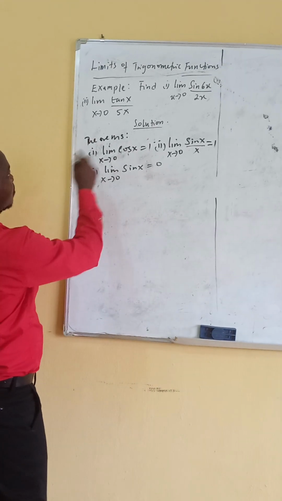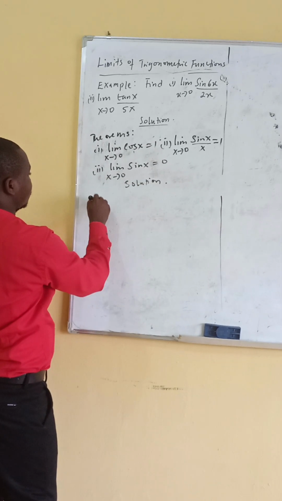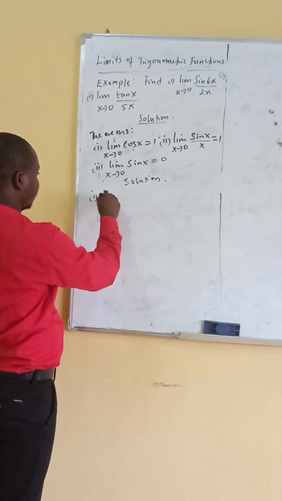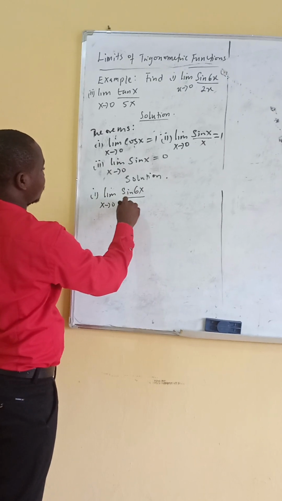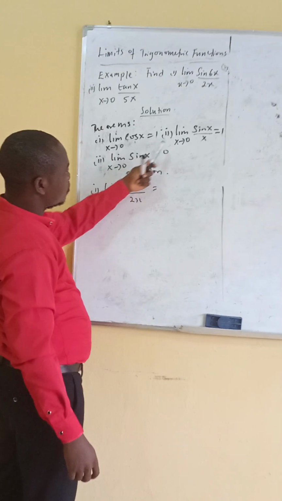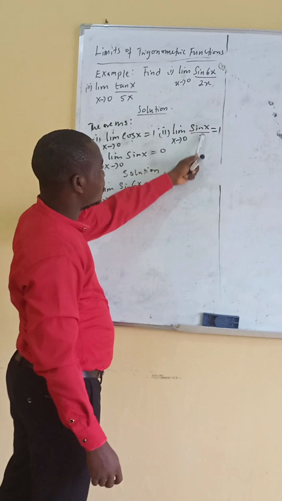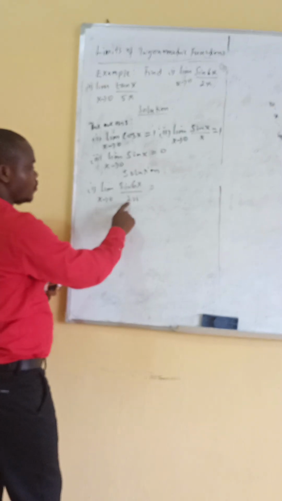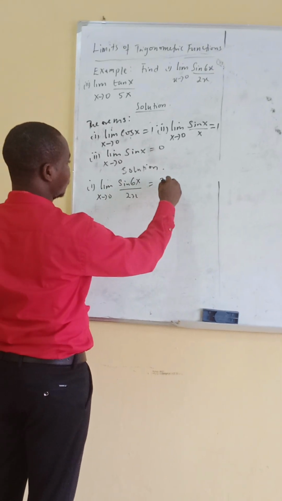Number one, first solution. The limit as x tends to 0 of sine 6x over 2x. If you observe, based on the second result, the limit of sine x over x as x tends to 0 is 1. So we need the angle and the denominator to be the same. We multiply by 3 to make the denominator 6x. That will give us 3 over 3, and 3 over 3 is 1.